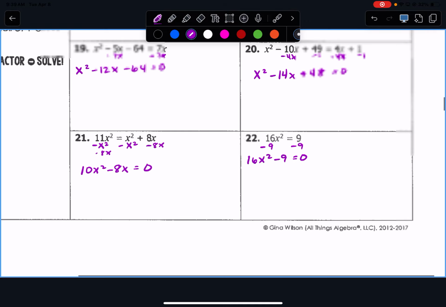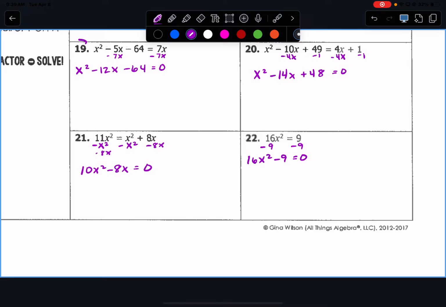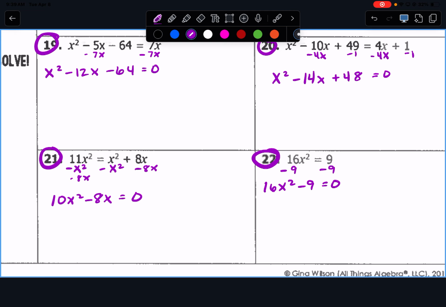So I want y'all to factor and solve 19, 20, 21, and 22. And I'm going to put the solution sets on here. I want y'all to make sure you get those. And if you don't get those, ask me.